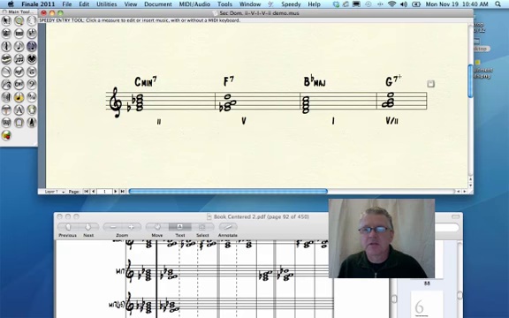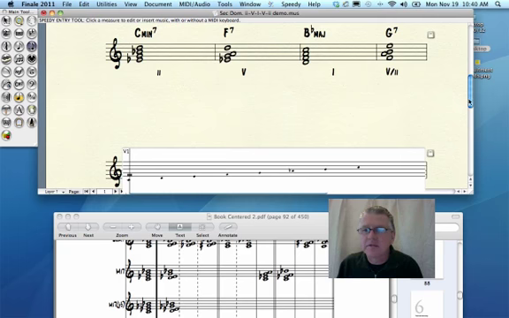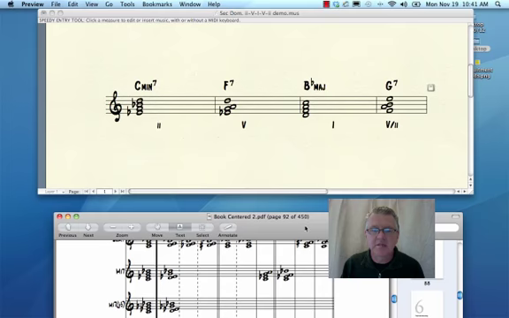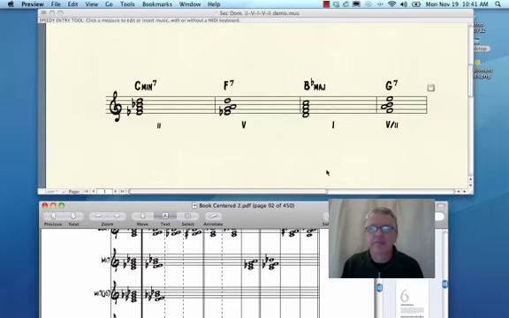So this is their first instinct, is to do this, and I need to, just for the sake of time, because sometimes moving notes around in Finale is a hassle. So I've moved the G up to A, I've moved the D up to E. So now I've used these subs that are in the chart in the book.